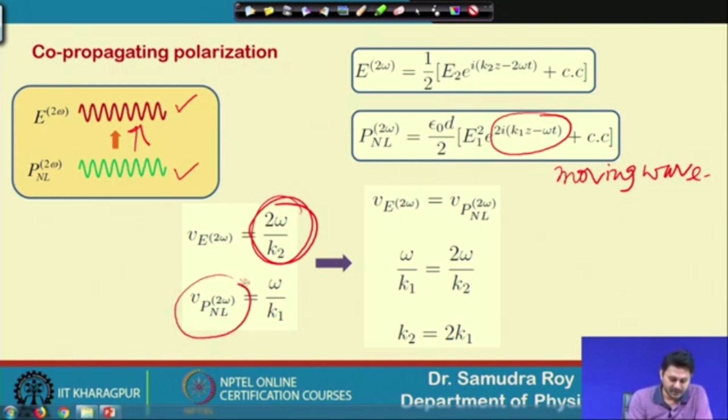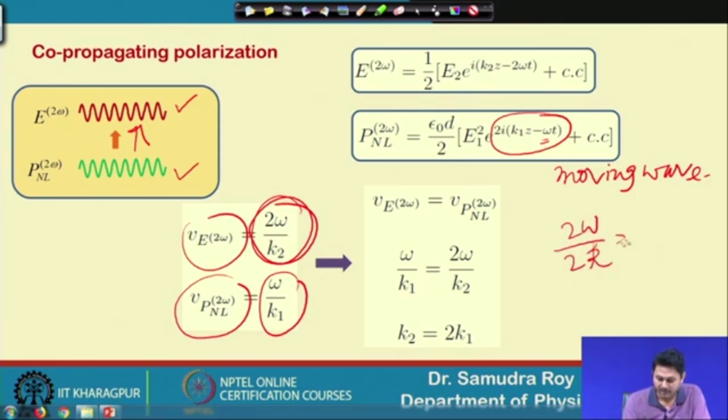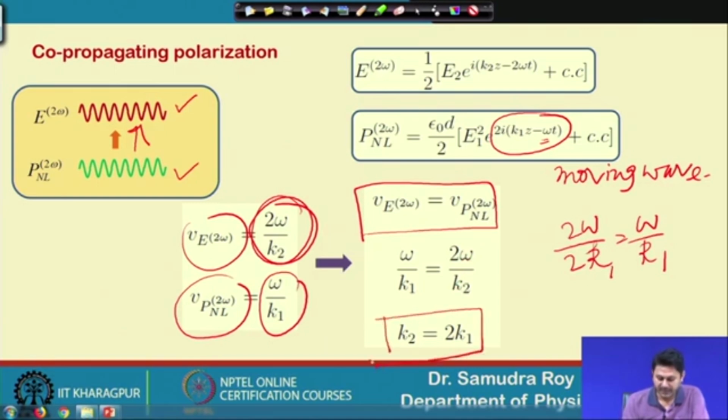So, this velocity and this velocity, if I calculate, it is 2 omega by k 2 and it is omega by k 1. Very easily one can see that the velocity is 2 omega divided by 2 k 1, or it is simply omega by k 1. This is the velocity of the nonlinear wave. Now, if I equate these two phase velocities, we have omega by k 1 is equal to 2 omega by k 2, or finally k 2 is equal to 2 k 1.